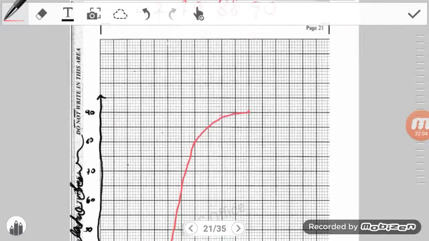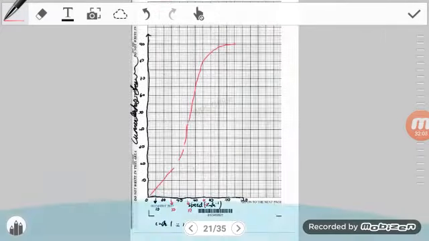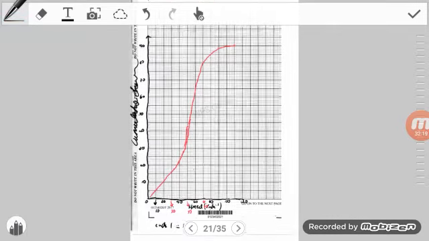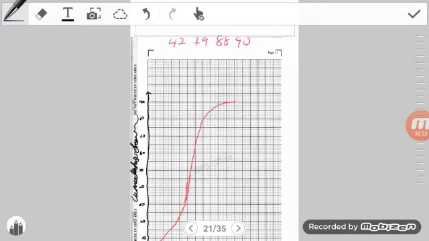So you should have something looking like this. Let me know in the comment section, guys, if you got something looking like that. And don't forget to label. Don't forget to label your curve or your graph.